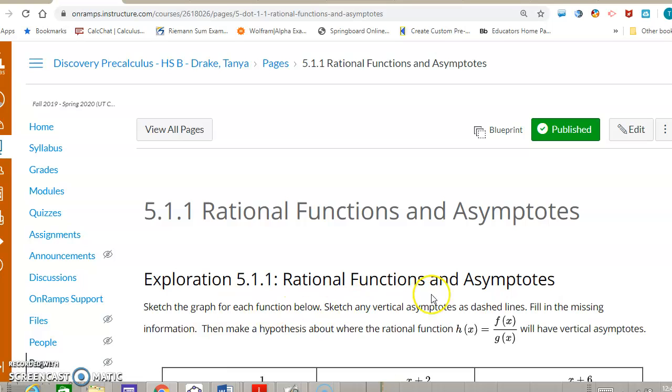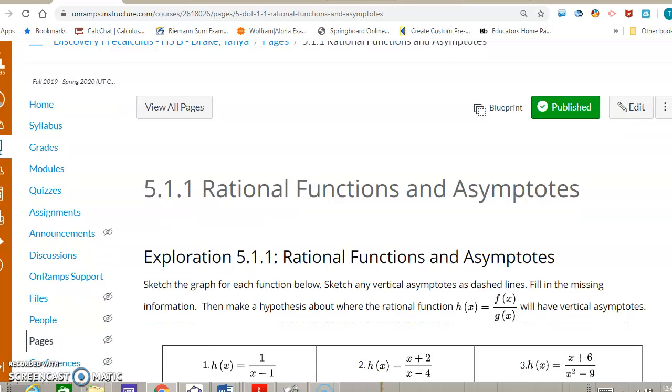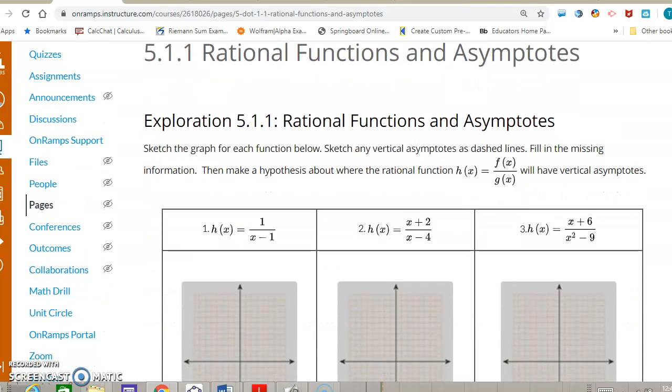If you take a look, it's the exploration 5.1.1. Now, you should be doing your lesson on a separate sheet of paper or graph paper and writing down all this information. When you are done, I want you to upload it to our page.